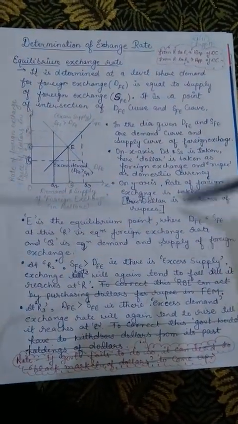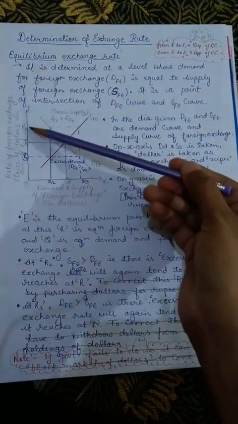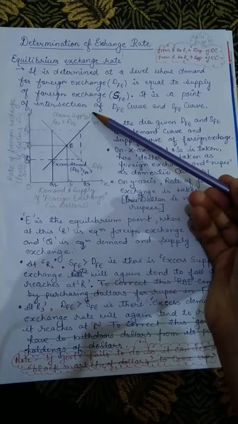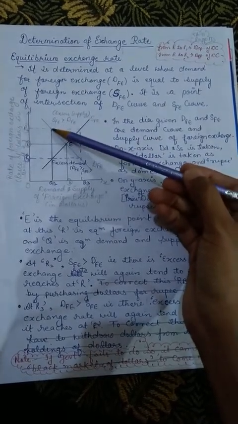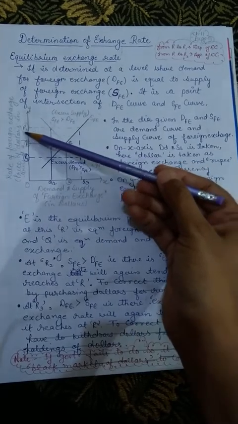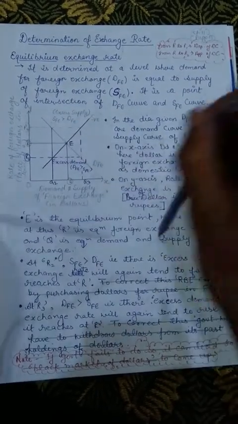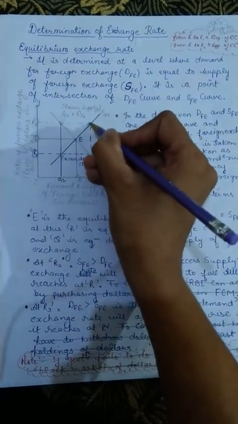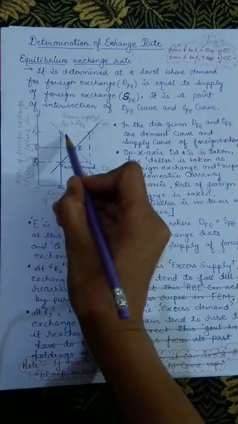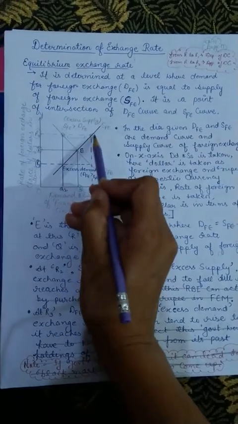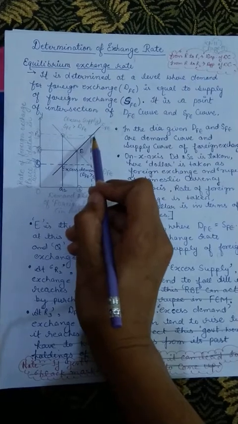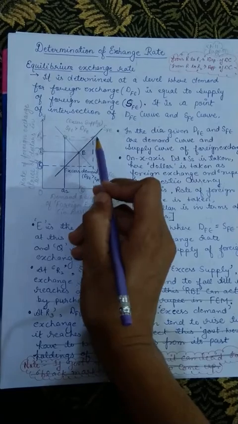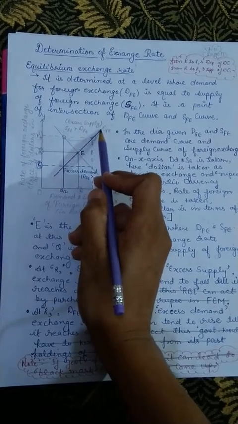Now children, I have shown you here a point R2 with a dotted line, which shows excess supply of foreign exchange, because at an exchange rate of R2, this is our demand and this is our supply. So there is this much gap: supply is more than demand. Supply is here, demand is here, so our supply is greater than our demand, which shows excess supply.